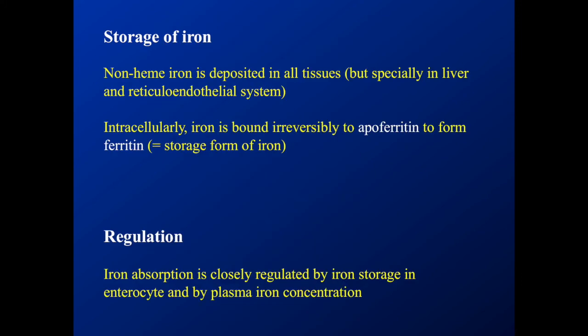In storage of iron, non-heme iron is deposited in all tissues, but specifically in the liver and the reticuloendothelial system. Intracellularly, iron is bound irreversibly to apoferritin to form ferritin, and this is the main storage form of iron in the body. And iron absorption is closely regulated by iron storage in the enterocyte and by plasma iron concentrations. And so when these fall, the absorption molecules are upregulated.